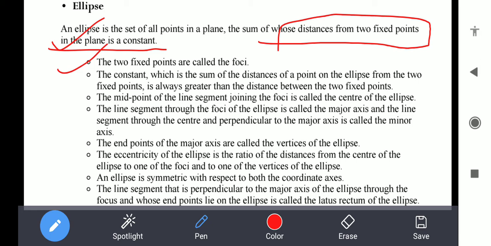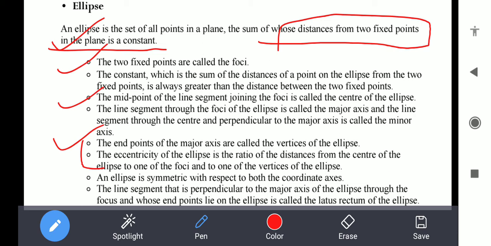The midpoint of the line segment joining the foci is called the center of the ellipse. The line segment through the foci of the ellipse is called the major axis, and the line segment through the center which is perpendicular to the major axis is called the minor axis. The endpoints of the major axis are called the vertices of the ellipse. The eccentricity of the ellipse is the ratio of the distance from the center of the ellipse to one focus to the distance from the center to one of the vertices of the ellipse.